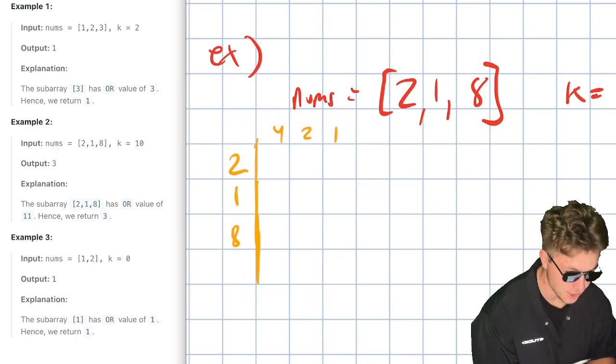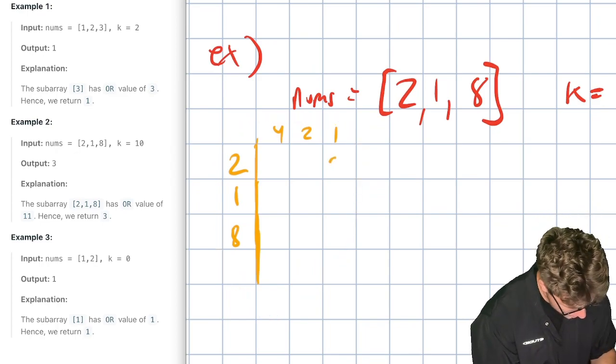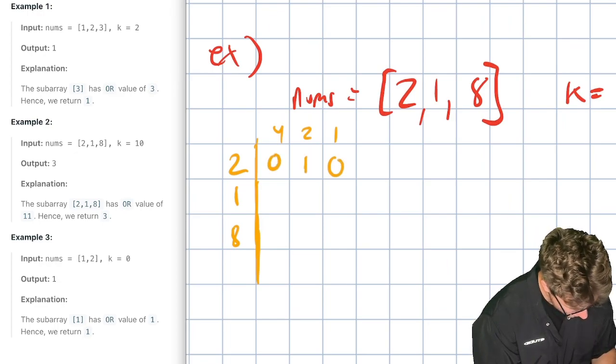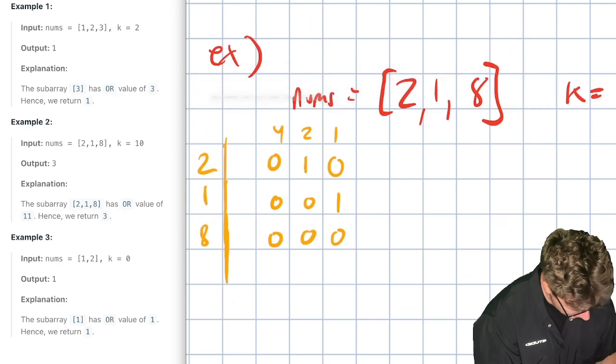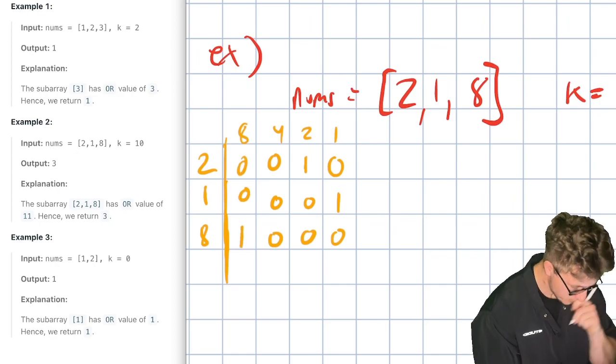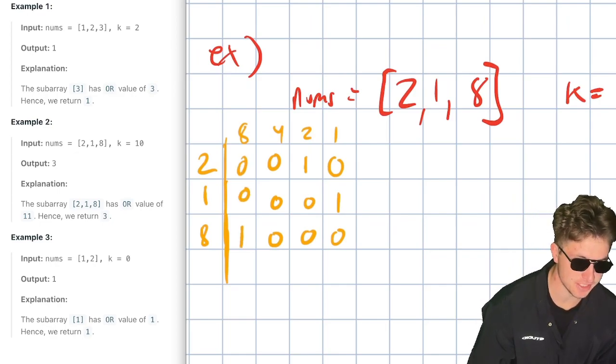But essentially what you do is 2 is 0 ones, 1 two, 0 fours. 1 is 1 one, 0 twos, 0 fours. 8 is 0 ones, 0 twos, 0 fours, and I need to move this over, and it's 1 eight. So these would be 0. So these are the binary representations of all the numbers, right?